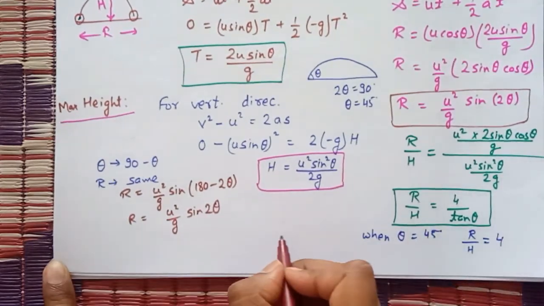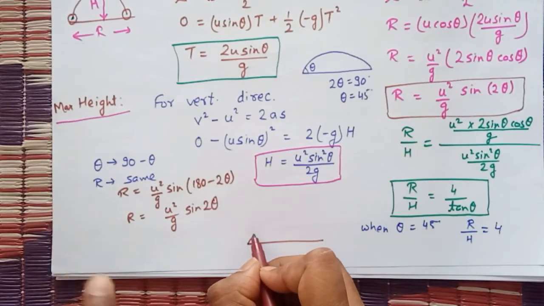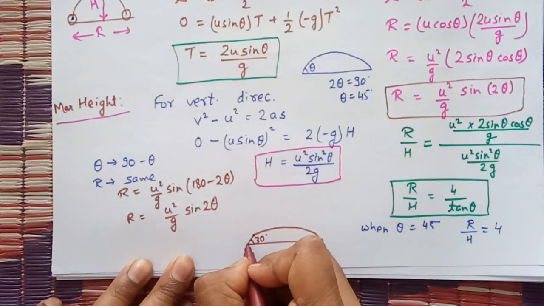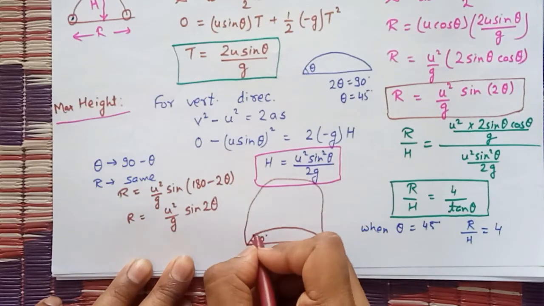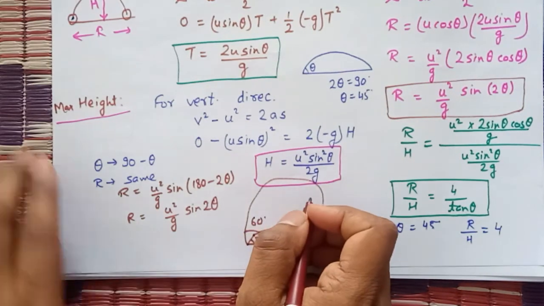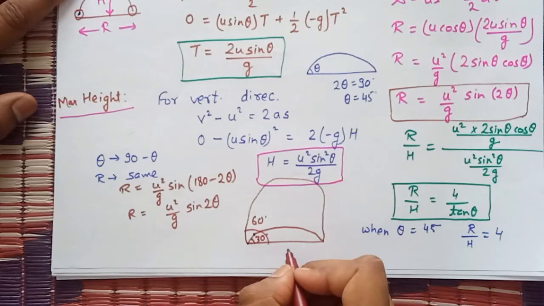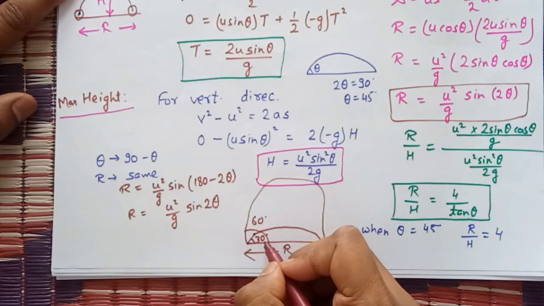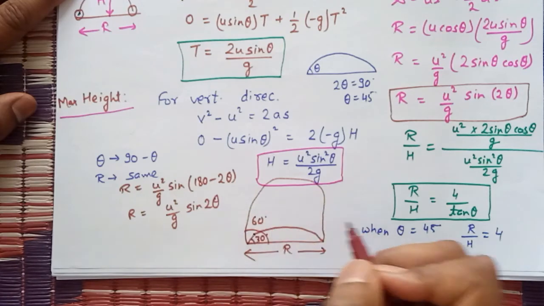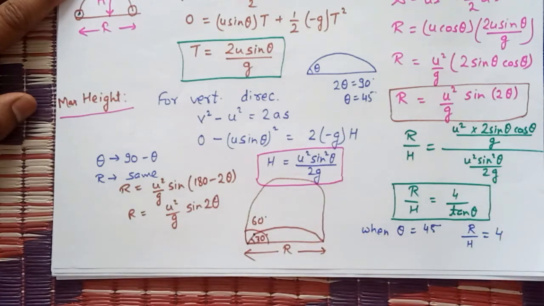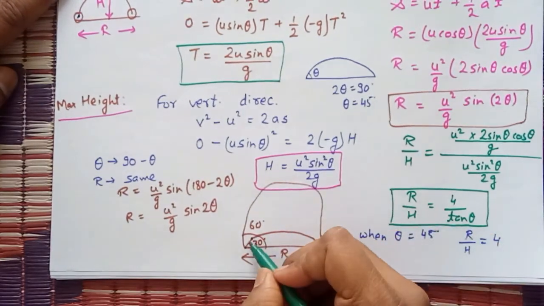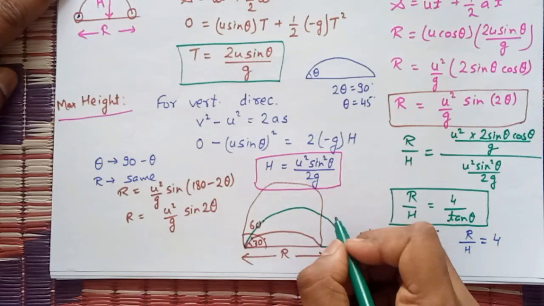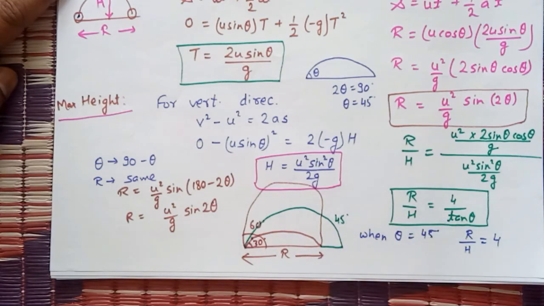Means if a projectile is thrown at the angle of 30 degree or at the angle of 60 degree, it will fall at the same point, means range will be equal. If a projectile is thrown at 30 degree and 60 degree, that is theta and 90 minus theta. And if the projectile is thrown at the angle of 45 degree, then its range will be maximum. This one is for 45 degree, the green one, so its range will be maximum.